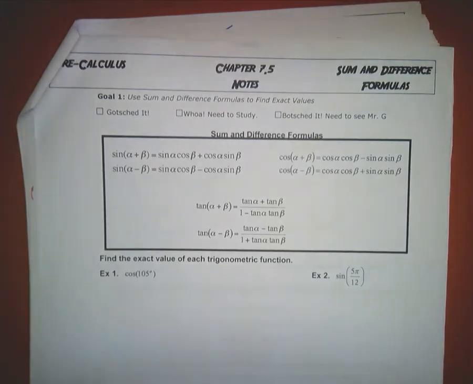All right, so ladies and gentlemen, today we're going to do 7.5, which is called sum and difference formulas. This is what we're going to do if we have like the sine or cosine of 75 degrees, and we need the exact value, right?